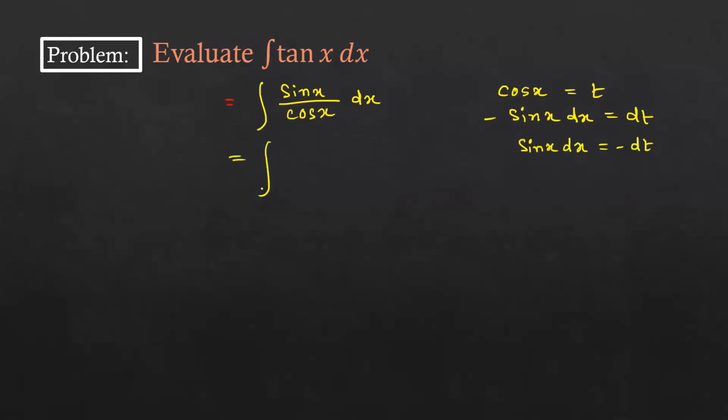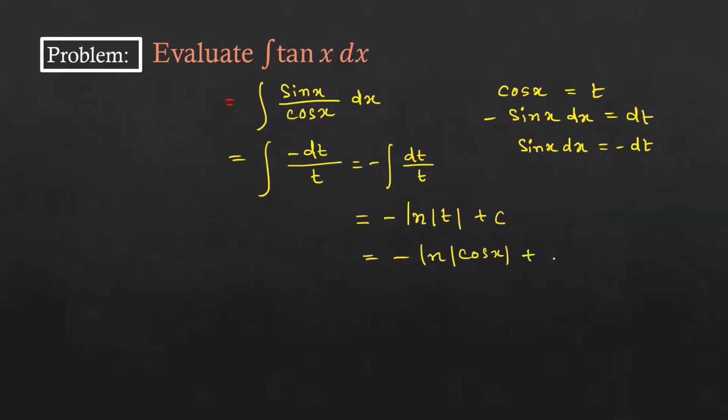So we put that here. That means minus dt by t here. So actually we have minus integration of dt by t. What is the value of that? It is minus ln of mod of t, plus the integrating constant c. That means minus ln of mod of cos x plus c.